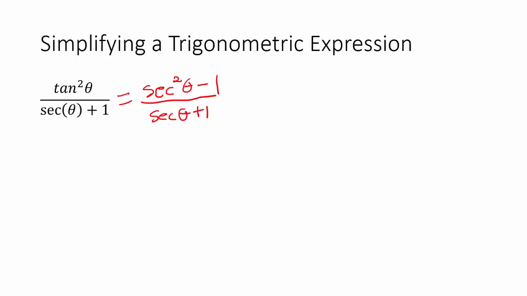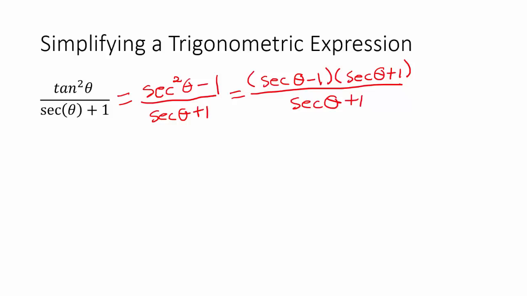Now the numerator is just a difference of squares. I can factor the numerator to be the secant of theta minus 1 times the secant of theta plus 1, all over the secant of theta plus 1. Now I can cancel the factor secant of theta plus 1 from the numerator and the denominator, and I wind up with secant of theta minus 1. A simpler version of the expression that I started with, tangent squared theta divided by secant of theta plus 1.